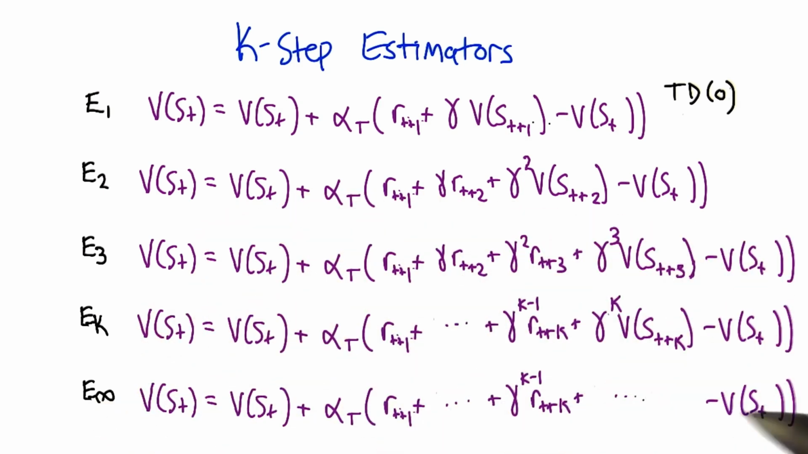Now, this last estimator should look familiar to you too, Charles. Yeah, that looks like TD1. Good. So now we've got TD0 on the one side as a one-step estimator and TD1 on the other side as an infinity step estimator. And we've got these other things in between that we don't really have or possibly even need a name for.